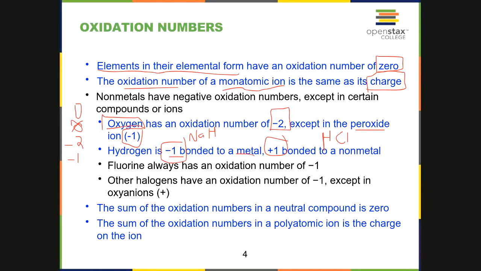Now, these rules under this, the fluorine and the halogens and all that stuff, we don't care. That's not going to matter. Then the last 2 points that we have to focus on. The sum of all the oxidation numbers in a neutral compound is going to be 0. Okay? The sum of the oxidation numbers in a polyatomic ion is going to be the same as the charge of the polyatomic ion.